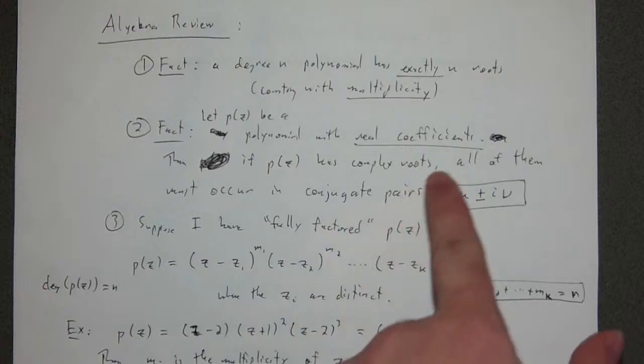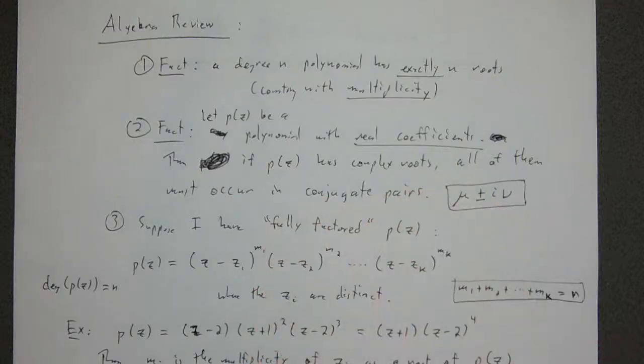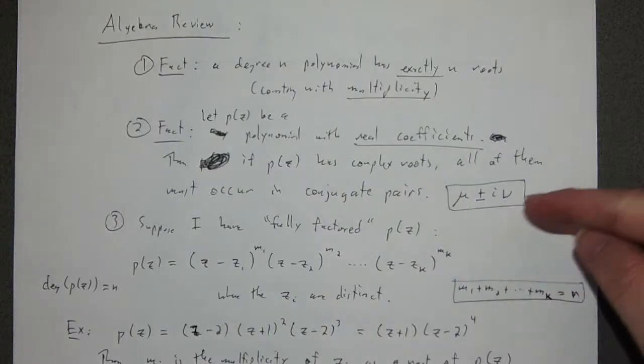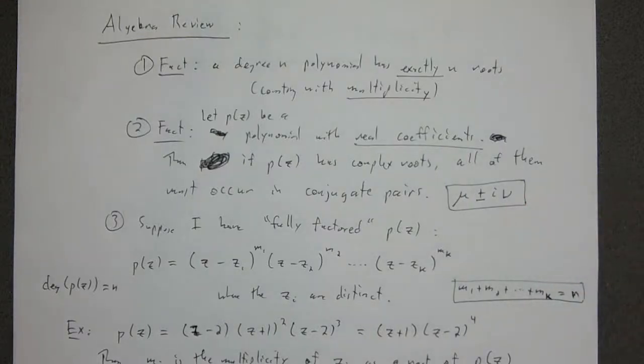If you have a polynomial with real coefficients, then if that polynomial has complex roots, all of those must occur in conjugate pairs. So you can't have a single complex root, say mu plus i nu, without also having its conjugate as a root, which is mu minus i nu. So that's another important fact that's going to allow us to decently simplify what kind of things can happen here.